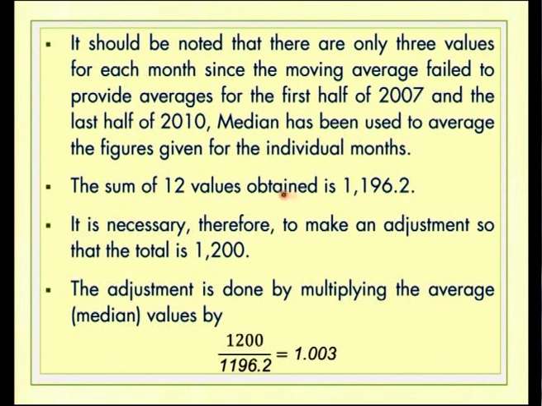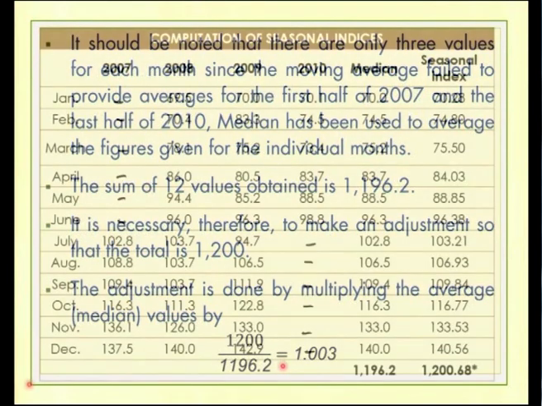The sum of the 12 median values obtained is 1196.2, which is less than 1200. It is therefore necessary to make an adjustment so that the total is 1200. The adjustment is done by multiplying the median values by 1200 divided by 1196.2, which is 1.003. The final result thus obtained gives the seasonal index.